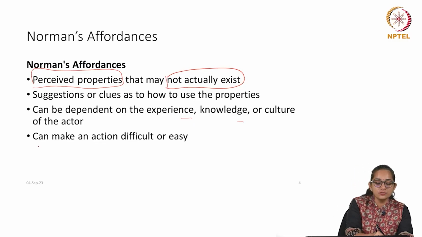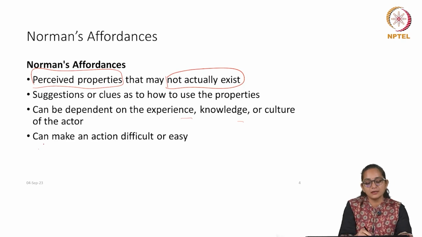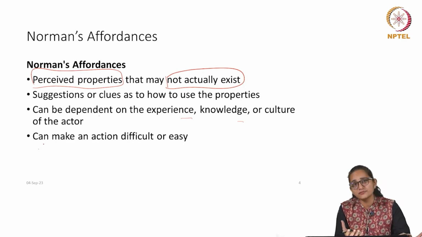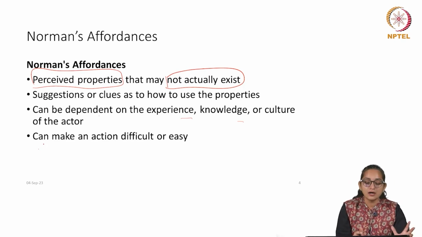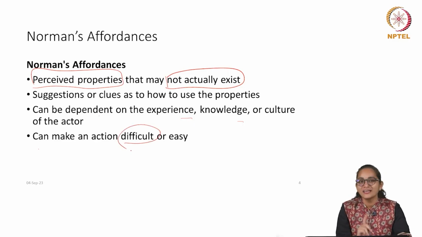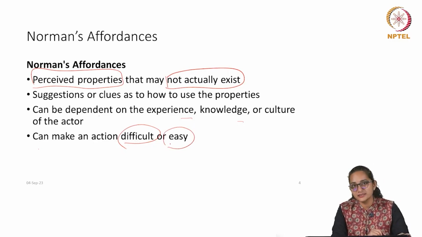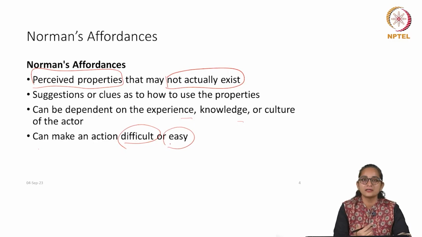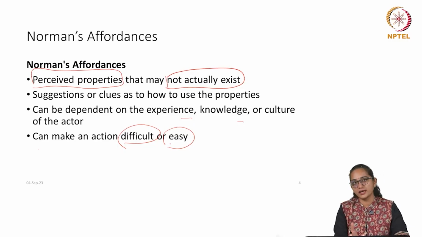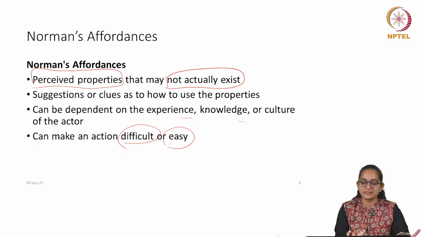So, this use of affordances can make an action either very difficult or very easy. How it can make it difficult, we will discuss in further slides. Of course, how it makes an action easy is what we are trying to understand: it helps us understand how the product is supposed to be used just by looking at it. So, that is why it makes it easy.